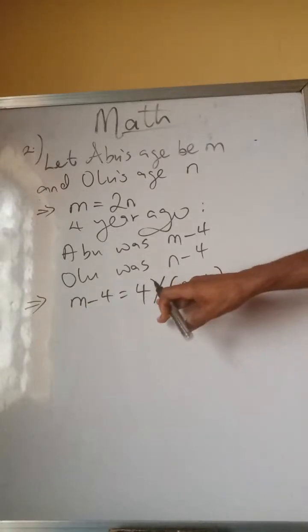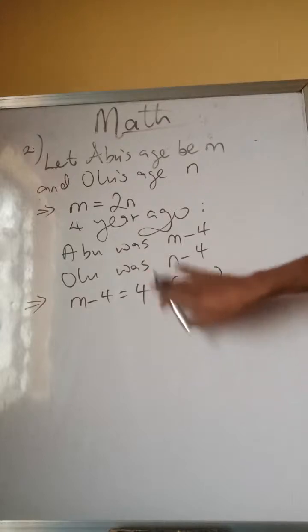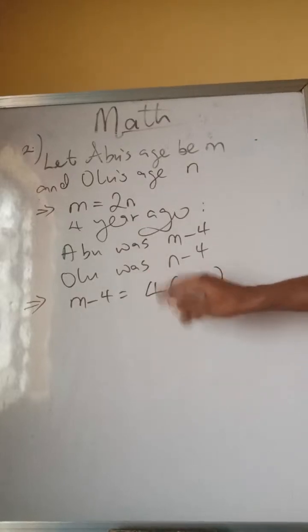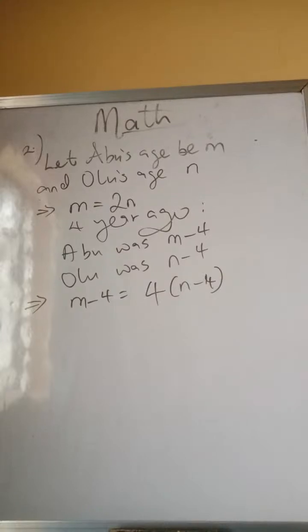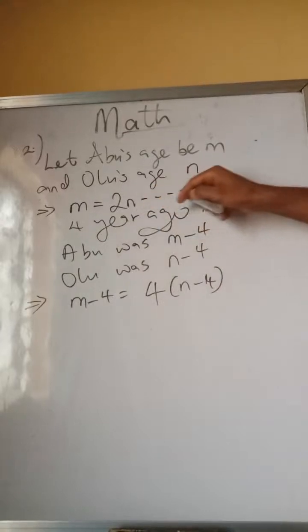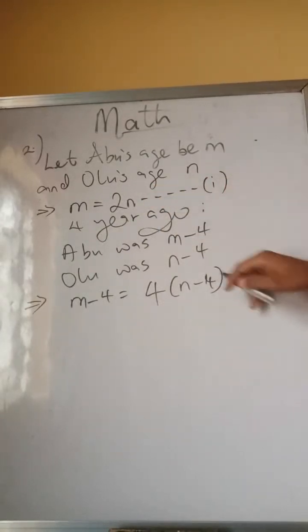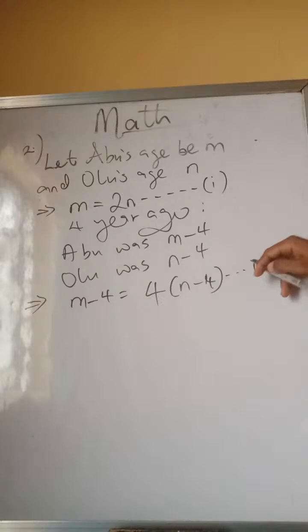Now I mustn't put the times. I can write it out this way. I'll just put the 4 here. And so take note of this equation. Let's call it equation 1. Take note of these 2. Permit me to call it equation 2.